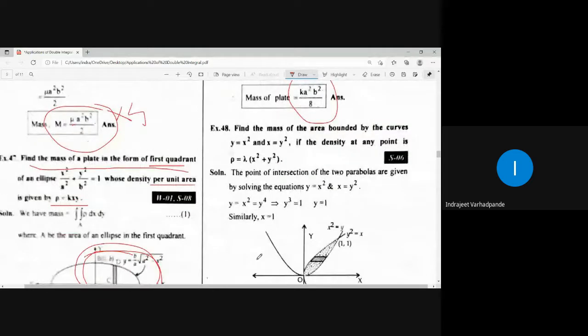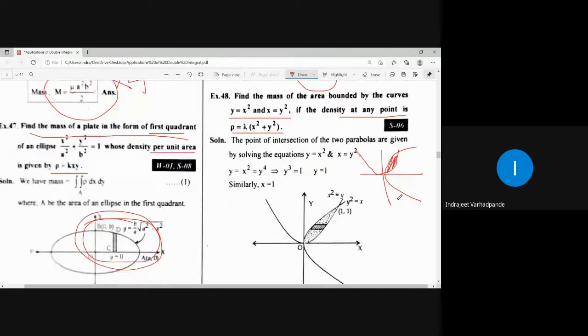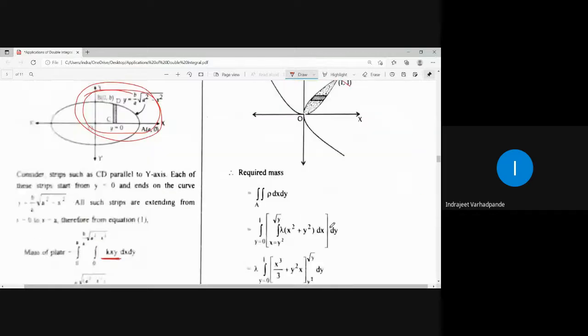Find the mass of the area bounded by the parabolas, if the density at any point is rho equal to lambda into x square plus y square. Now x square equal to y, you can read it as x square equal to y. So it is the parabola x square equal to y, and y square equal to x is this parabola. The region can be easily generated. Get the limits by point of intersection. Draw the strip. Here I have preferred drawing the horizontal strip.